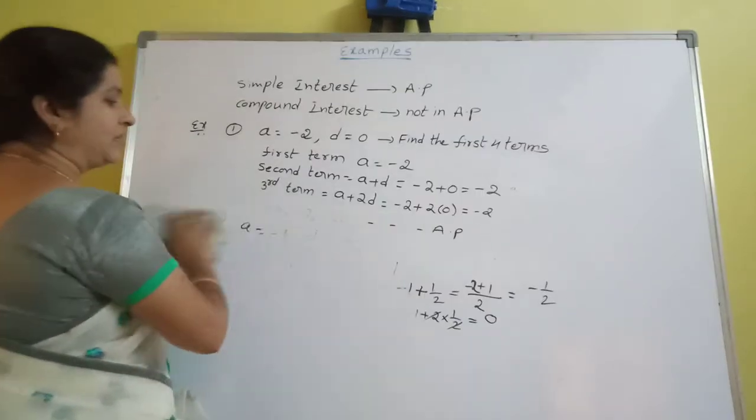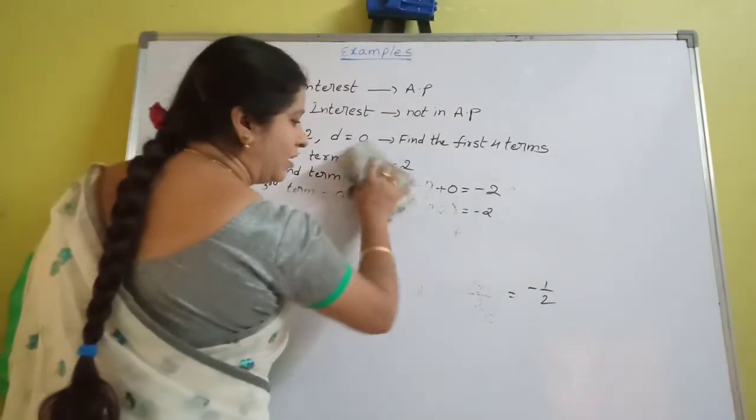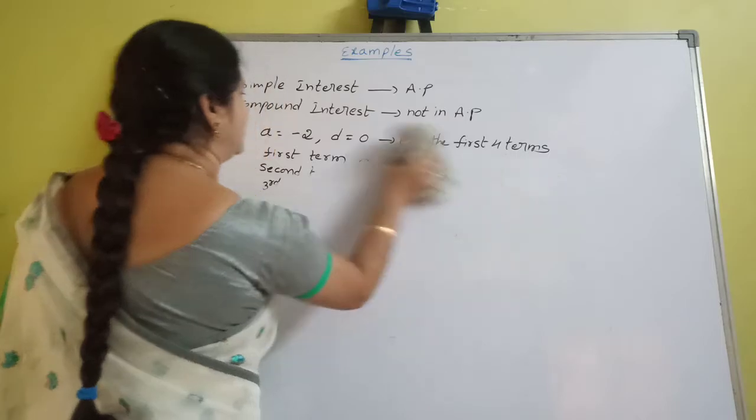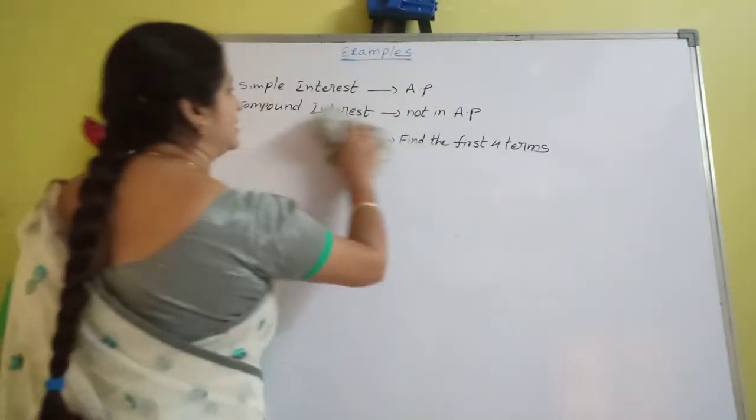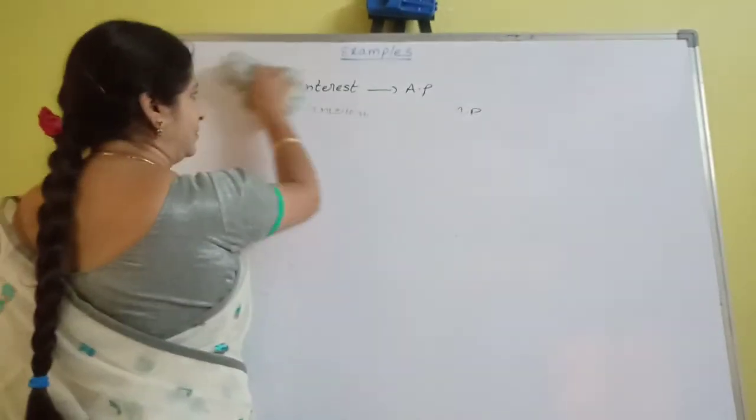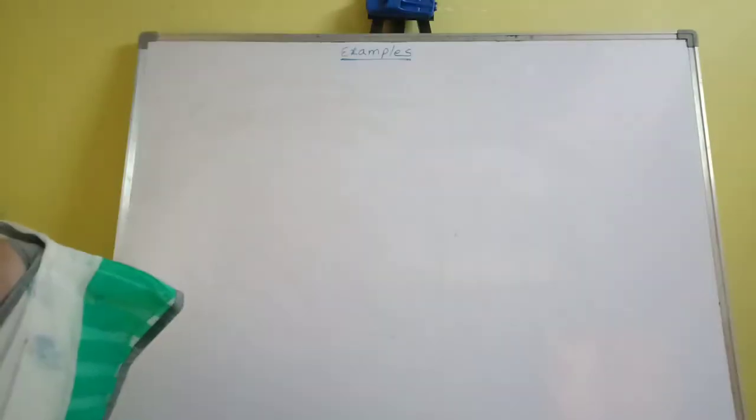So many examples are there by using a plus d, a plus 3d, a plus n minus 1 into d is the nth term. Okay. Again, another example.